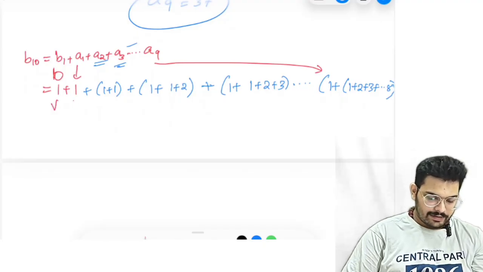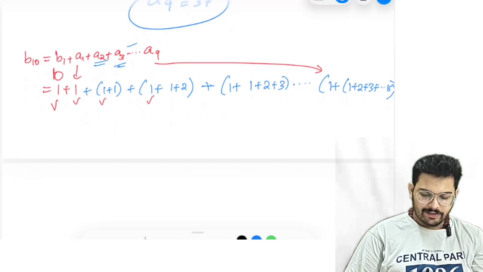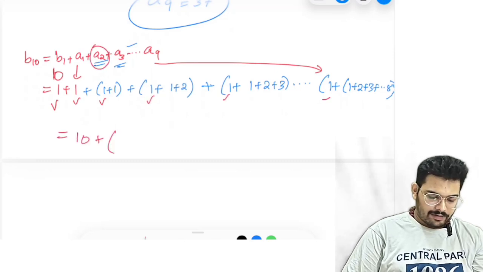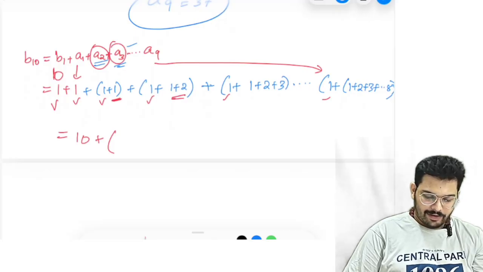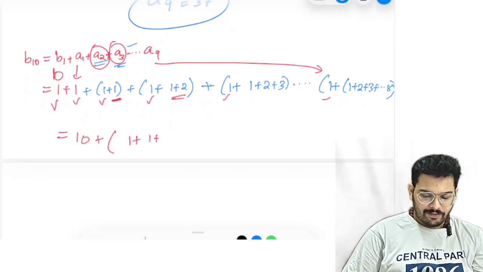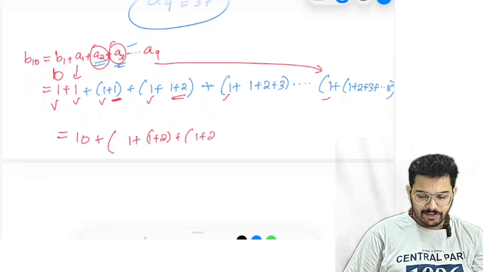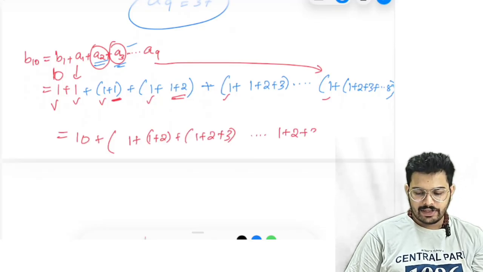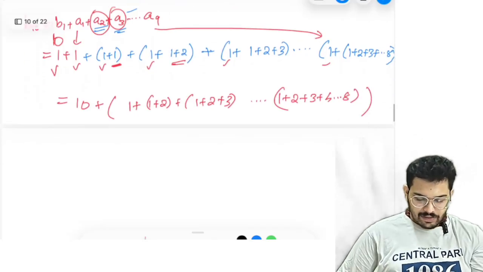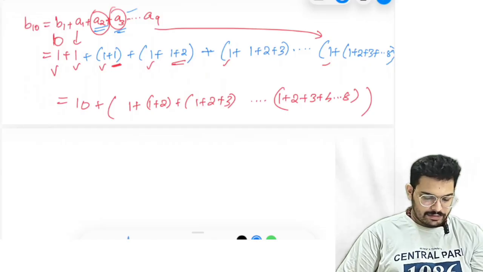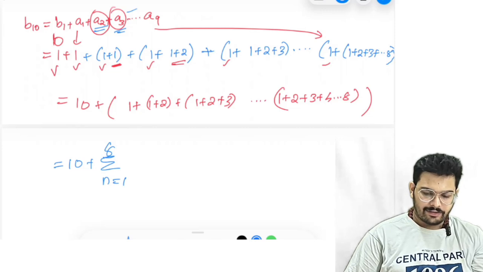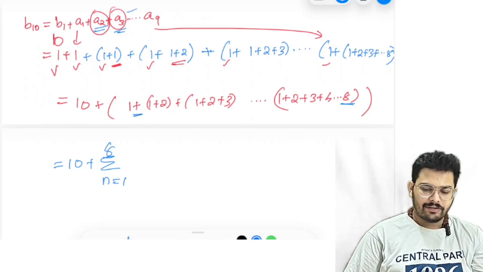So when you add this one and this one value, from each term you will get a 10. At the end, from a2 we will have 1, from a3 we have 1 plus 2, so this will become 1 plus 1 plus 2 plus 1 plus 2 plus 3, going till 1 plus 2 plus 3 plus 4 and so on till 8. Here this is equal to 10 plus sigma n equal to 1 to 8. We will be taking the sum from 1 to 8.